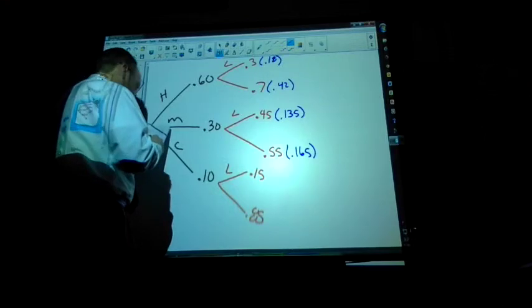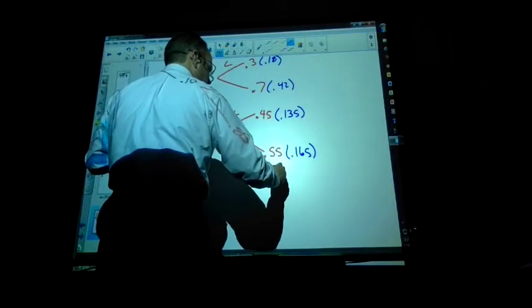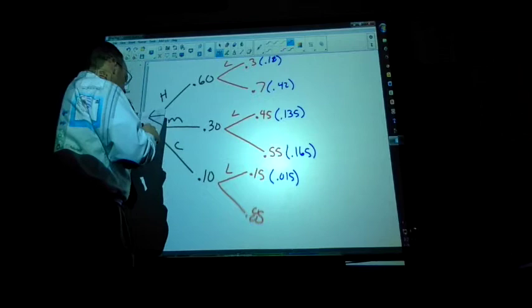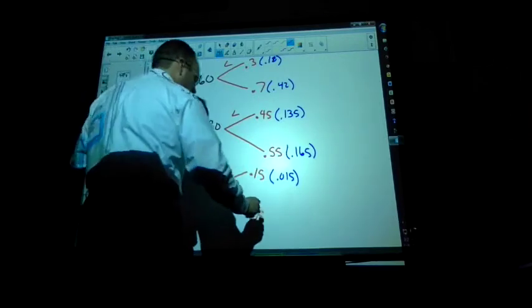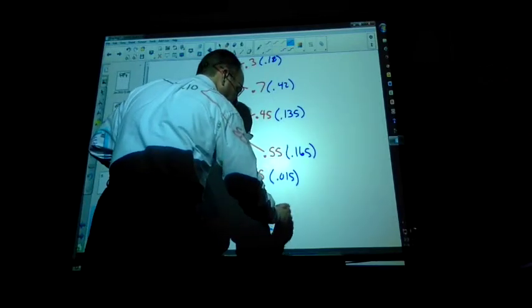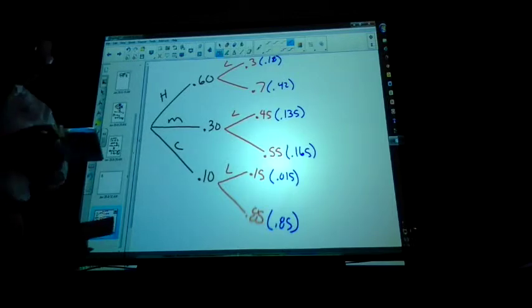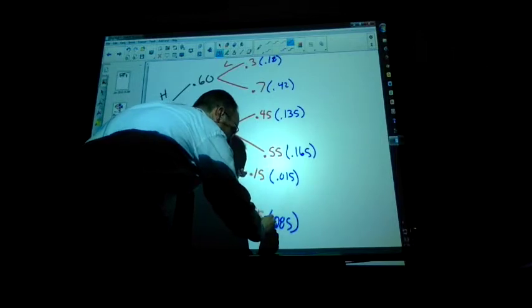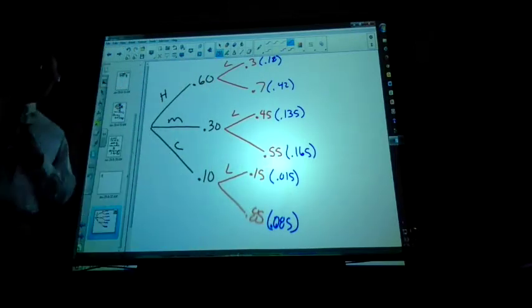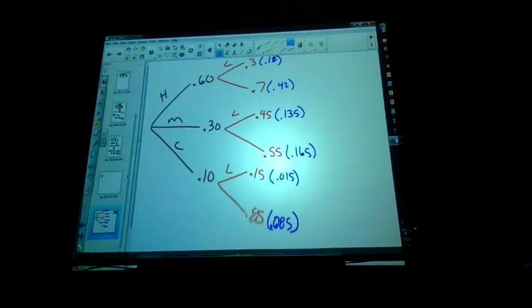0.1 times 0.15 is 0.015. And then 0.85 times 0.1 is 0.085. What do these blues all have to add up to in order to make it a tree diagram? 1. Can somebody verify for me, please? I can go to that, 0.18 times 0.42 is 0.5. Oh, it is 0.085. Thank you. It works, so it's a true tree diagram. All of the outcomes are there.